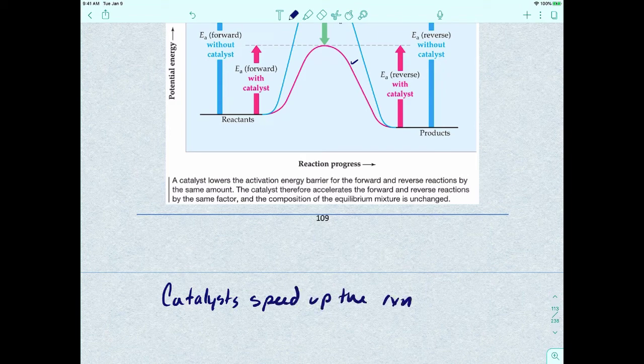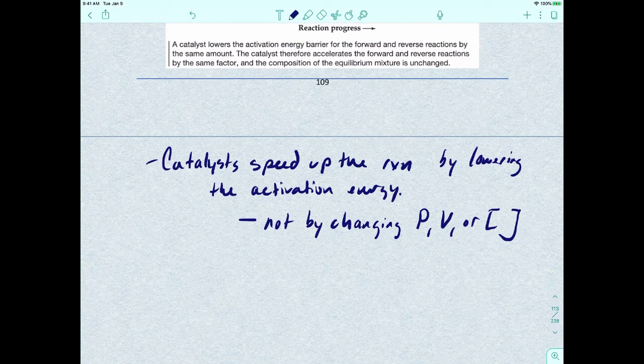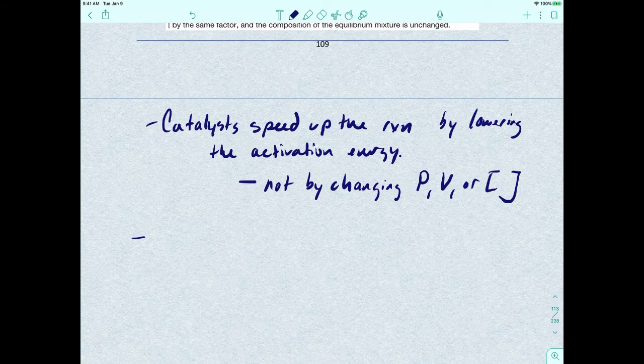So catalysts speed up the reaction by lowering the activation energy, and it's not by changing pressure, volume, or concentration. Catalysts speed up the reaction by lowering the activation energy, and they do so without changing the pressure, volume, or the concentration. It does this by providing a shorter energy path.